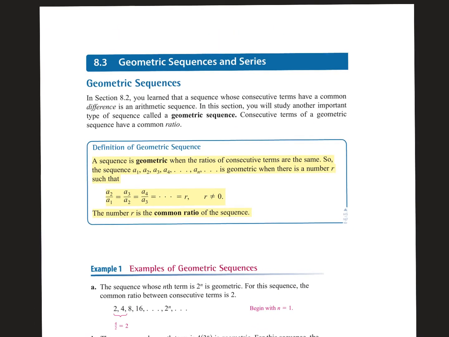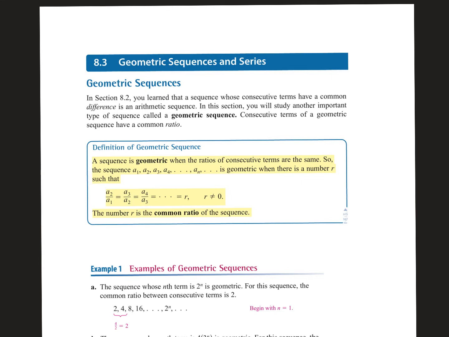Okay, so this is section 8.3. The first day we talked about this, section 8.1, just kind of introduced us to sequences and series. We talked about recursive, which is that silly one where you have to have the term before it in order to find the next one. We talked about just identifying sequences, finding terms by just plugging in, that sort of thing.